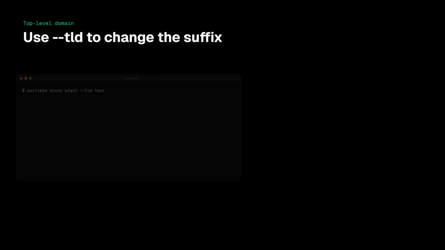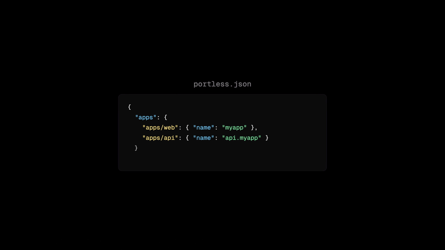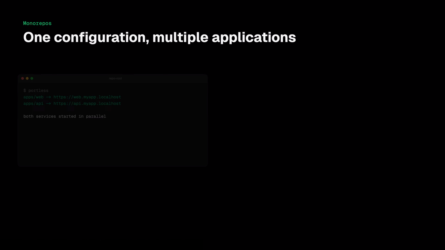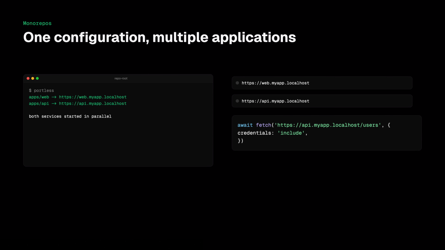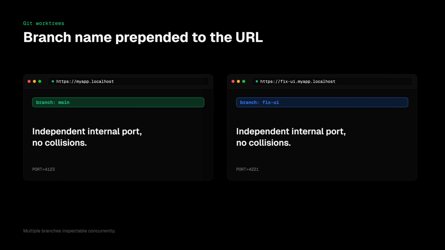If you prefer a different domain suffix than .localhost, then you can use the --tld flag that changes .localhost to any TLD that you want. You can also use a portless.json file to configure Portless in your project. It is especially useful when you're working with monorepos, and it lets you map each app to its own subdomain like api.myapp.localhost and docs.myapp.localhost.